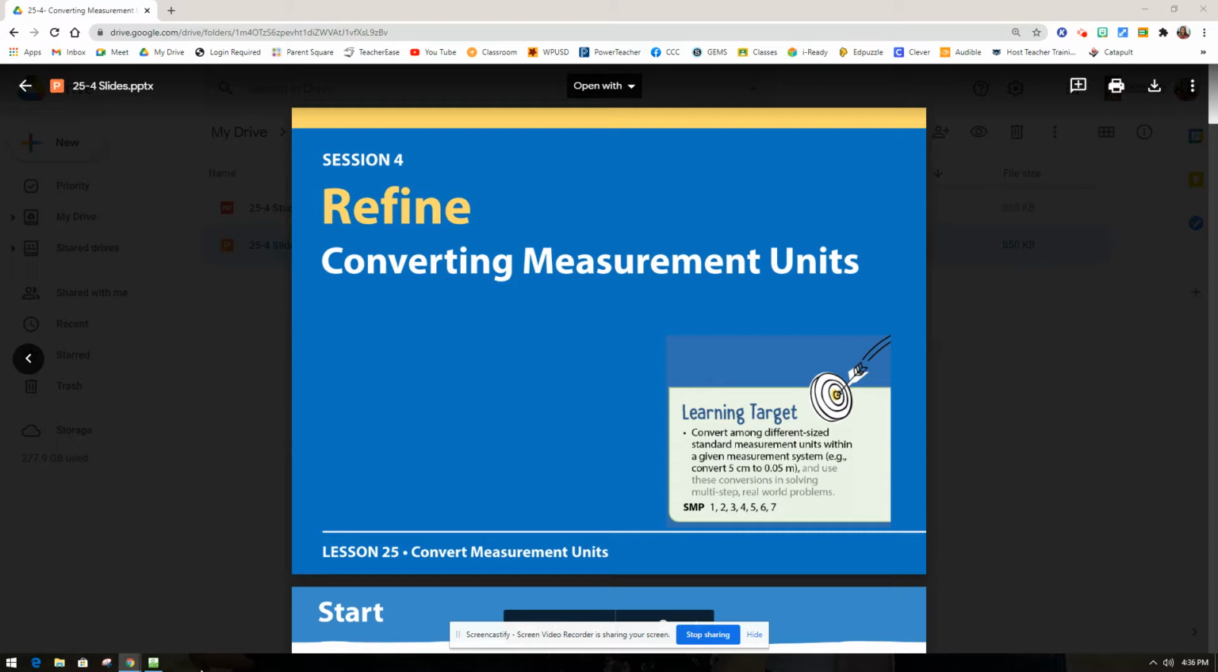As I always say, today is when we take everything that we've learned about converting measurement units and we put it into a nice, neat little package and we show everything we've learned. And so we're going to be working in our Ready Classroom Math Workbook on pages 525 through 528. So go ahead and turn to page 525 now.